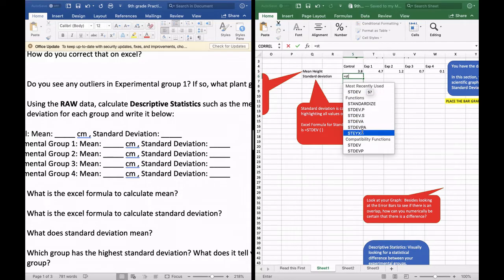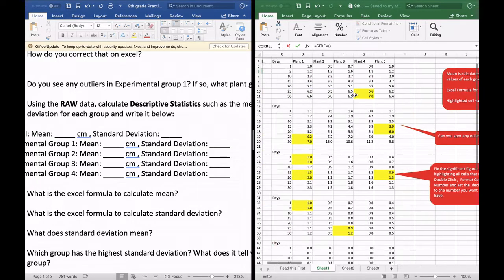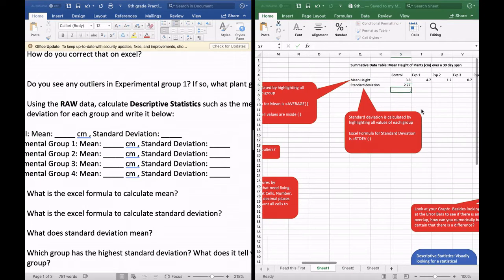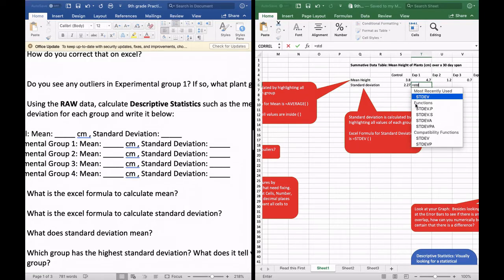There's many different types of standard deviation calculations. The one that you want is just your standard deviation, STDEV. So you're going to click on that, and again, the parentheses opens. You're going to go back to your data, highlight all of your numerical data, and hit enter, and that calculates your standard deviation for this group. You're going to do the same thing for experimental group 1.